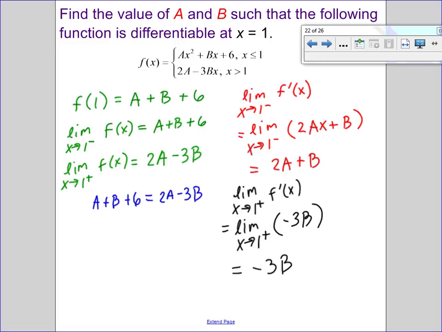In order for my function to be differentiable at x equals 1, I need the left-hand slope, shown in red, to equal the right-hand slope, shown in black. Therefore, I have 2a plus b equals negative 3b. I have a new equation. So I can now go ahead, two equations, both in blue, two unknowns. I now have enough information. So what will we do? I'll go ahead and solve this first one.